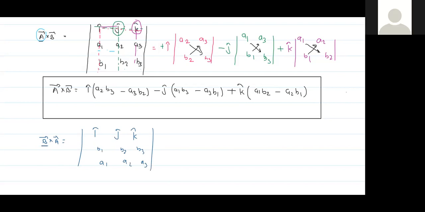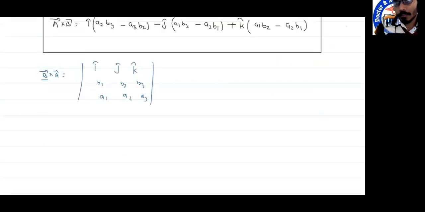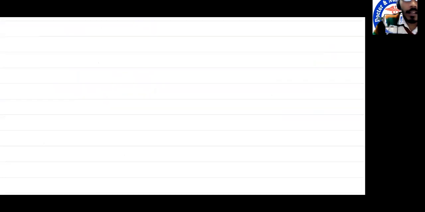There's one very important application of this cross product. Tell me, is area a scalar quantity or a vector quantity? If someone asks you, is area a scalar quantity or vector quantity? Area can be a scalar quantity, and can be a vector quantity. It depends upon the situation.